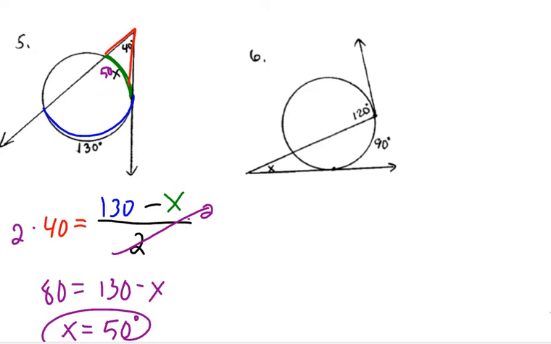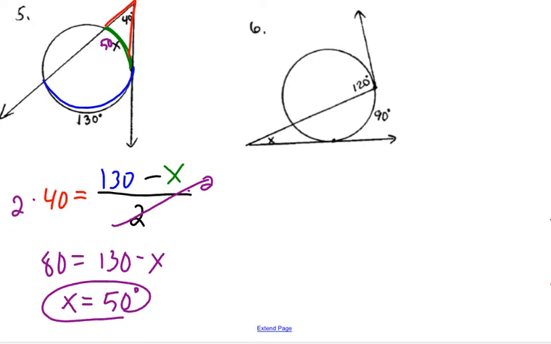Number 6 would be a multi-step question, and this will get you ready for Monday. We're going to put them all together. That's what's coming next. So I'm going to start with the exterior angle, because that's my x, is equal to arc minus arc divided by 2, big arc 90, little arc inside, don't know it, so I need to find it.